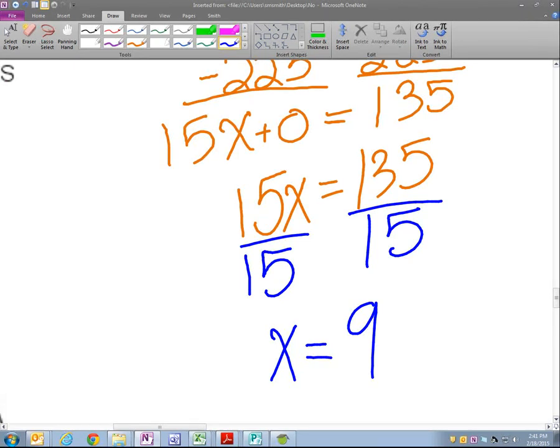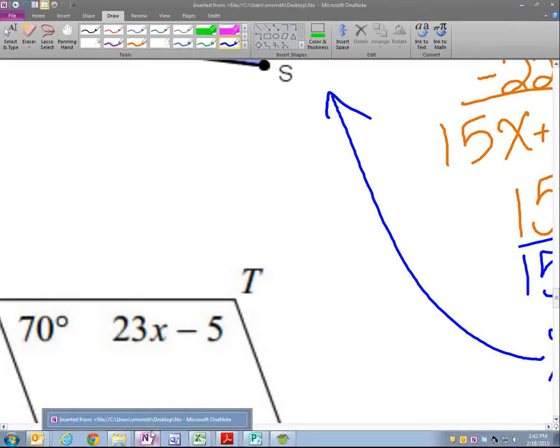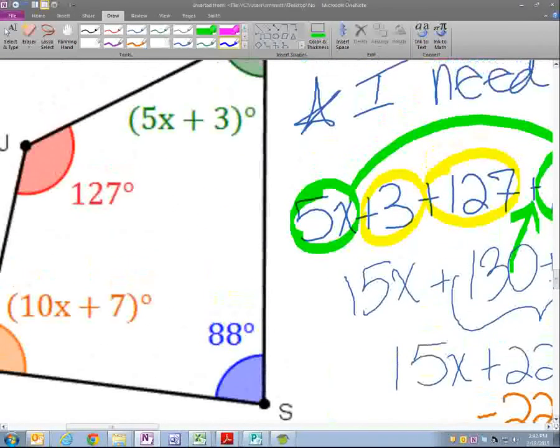Now, am I done? I solved for x. Woohoo! I am done. I'm not done. I have to bring this back up here, and I still have to solve for angles. See what I mean by time consuming?